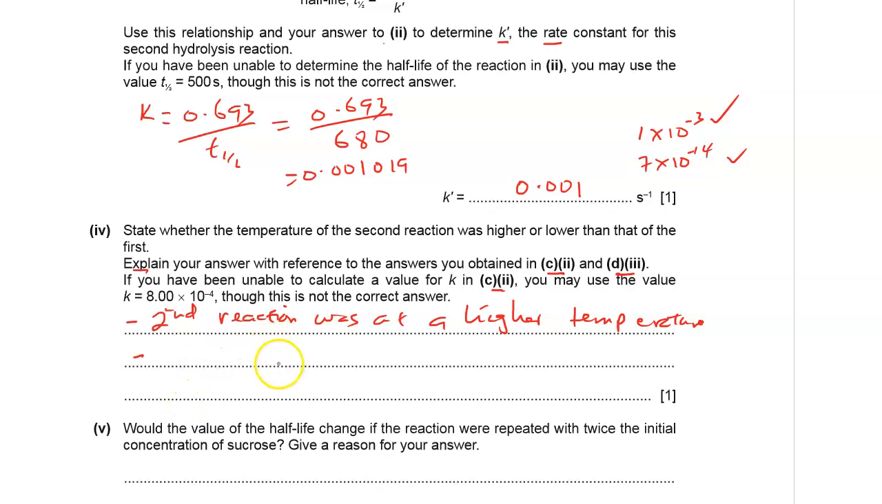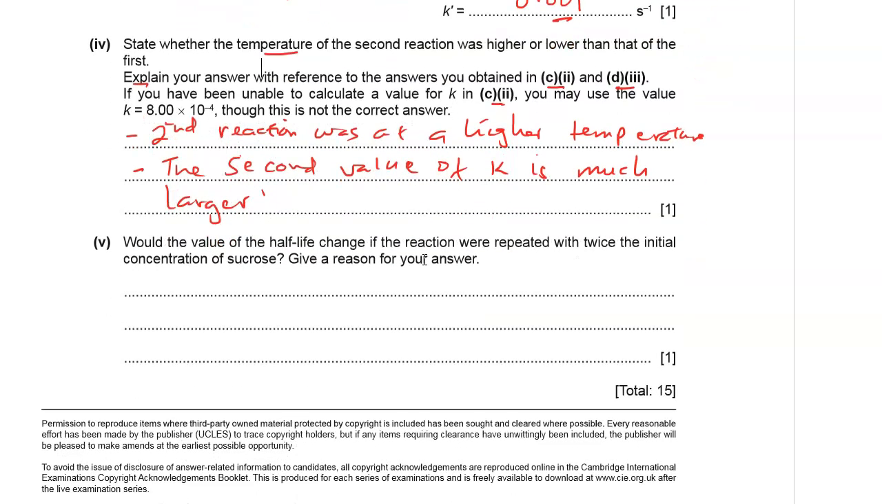So we say that the second value of k is much larger. So that means the temperature must be higher. The higher the temperature, the more energized the particles, and therefore the faster the rate of reaction.